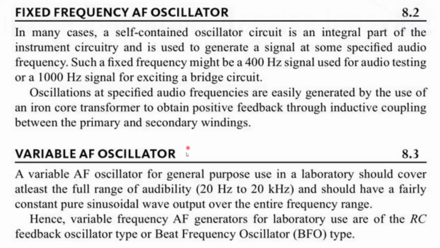Next one is the variable AF oscillator. Fixed frequency AF oscillator and variable AF oscillator are very important for 2 marks. A variable AF oscillator for general purpose use in laboratory should cover at least the full range of audibility, that is 20 hertz to 20 kilohertz, and should have a fairly constant pure sinusoidal wave output over the entire frequency range.